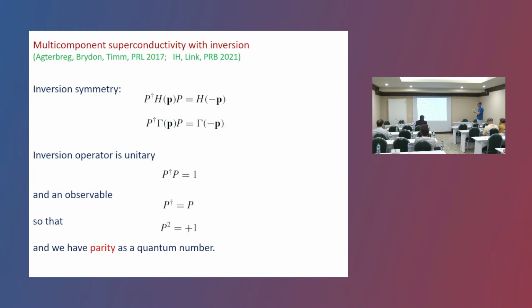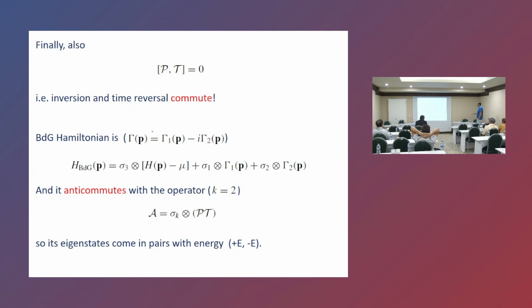It is actually even simpler than what I was discussing. Inversion just means that there is an additional operator P, which is of course unitary, not unlike time reversal. It squares to plus 1. It's actually observable, right? So it's a Hermitian operator. And most importantly, it commutes with time reversal. This is always the case for all spatial symmetries.